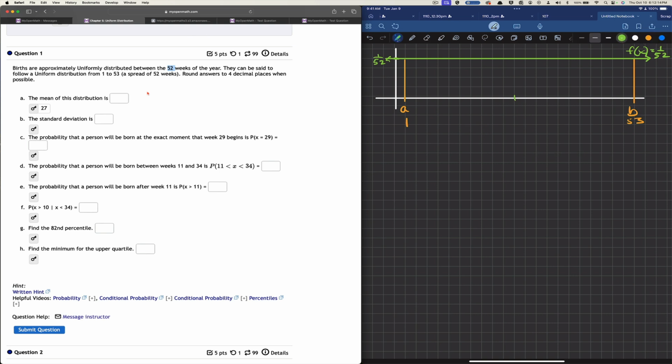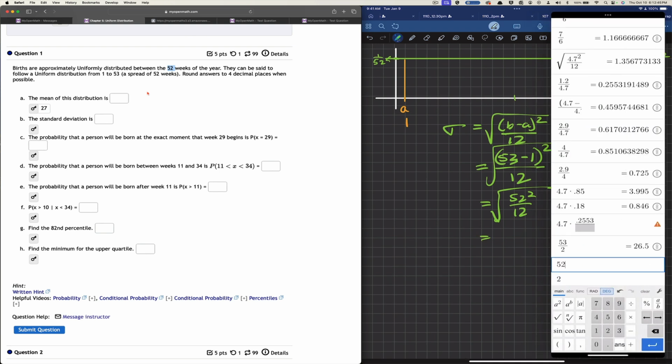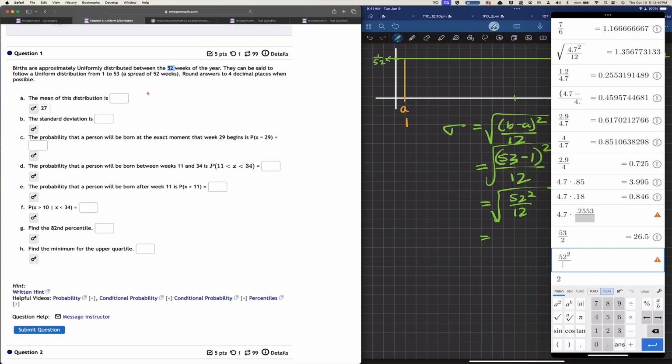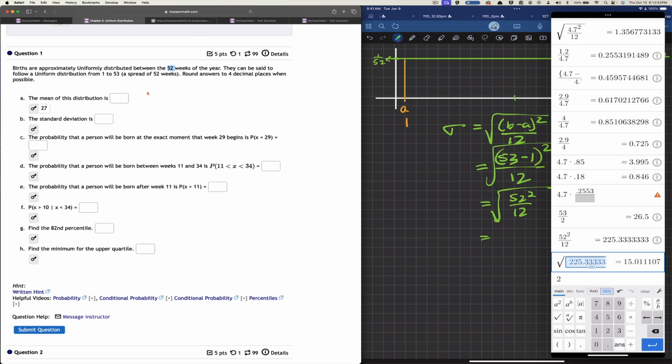Now that I have my A and more specifically my B correct, we can calculate the standard deviation, which is the square root of B minus A squared divided by 12. And so B is 53. I wrote it again, 53 minus 1A, all that squared divided by 12, and then take the square root of the whole thing. So that's the square root of 52 squared over 12. And so I get 52 squared divided by 12.